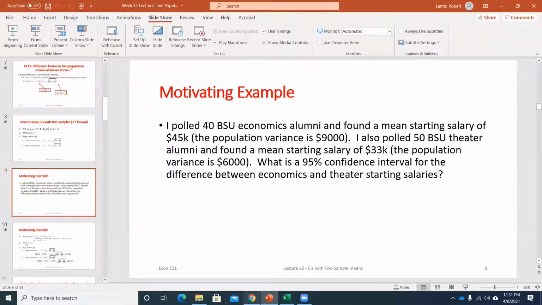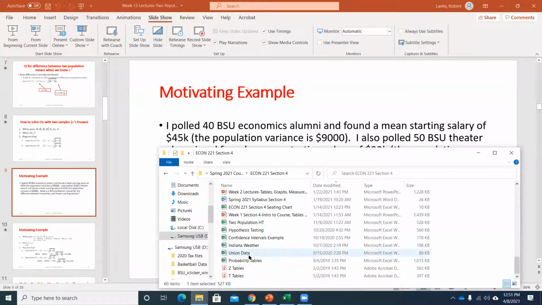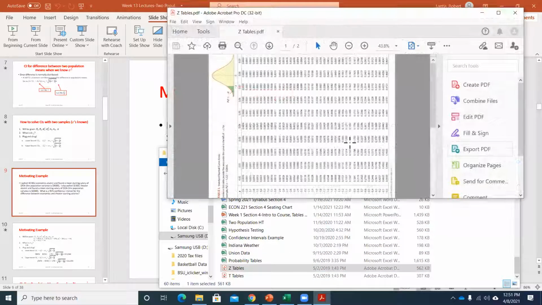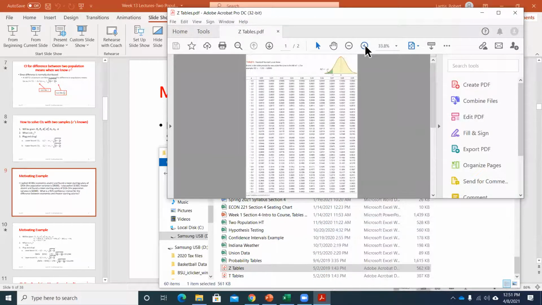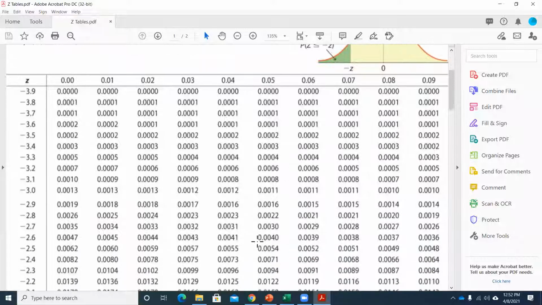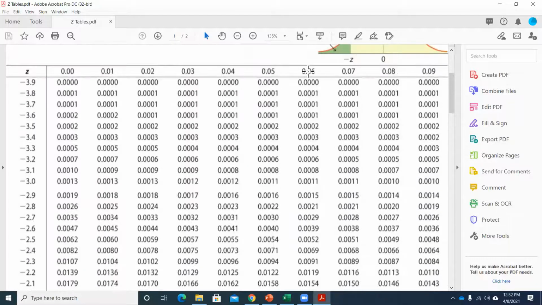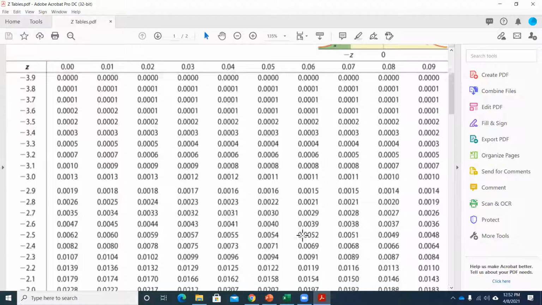I'm going to go to, oh, I thought I had them pulled up. Maybe the PDF crashed. Let's do this again. There we go. So we've got this standard normal table we know we can be using because we have population variances. I want 0.025 in the tail, so I try to find that value right here, 0.025, which corresponds to a z-score of negative 1.96.